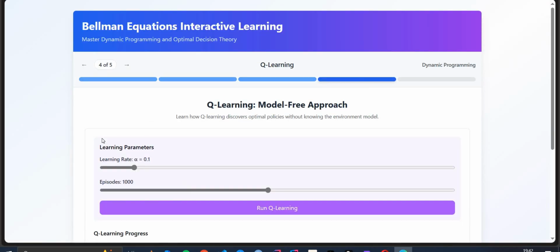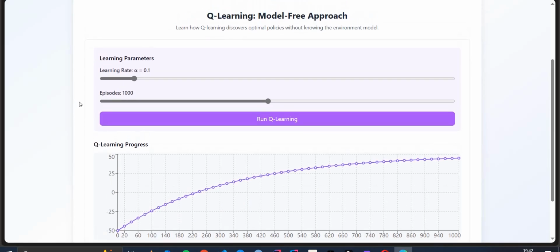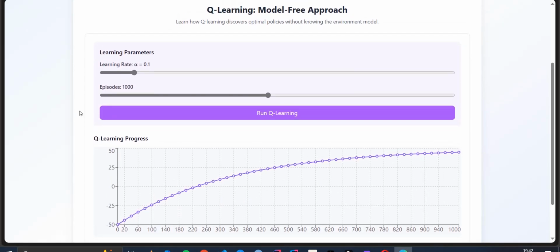And here, Q-learning. We will see. Yes. So now Q-learning. This is a model-free approach, meaning it doesn't need to know the probabilities of state transitions or rewards in advance. Instead, it learns purely from experience by interacting with the environment.